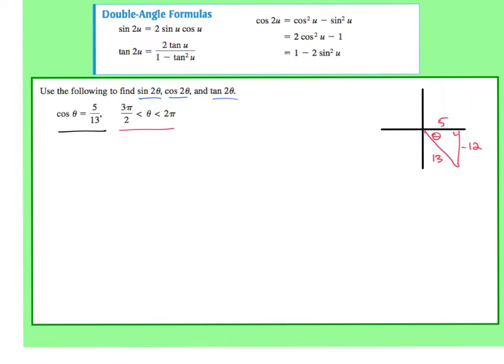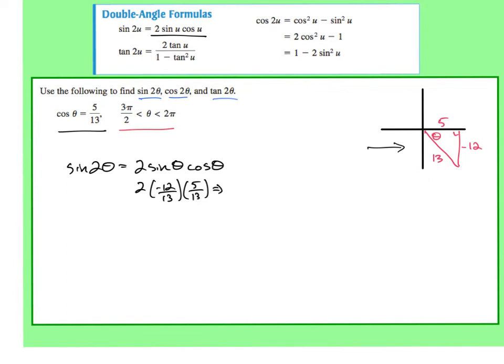So now I need to find sine of 2 theta. And so all I need to do is use my little formula. Sine of 2 theta is just 2 sine theta cosine theta. So 2 times, what is the sine of theta? Now I'm going to use my little triangle. What's the sine of that triangle? Negative 12 over 13. And then what's the cosine of that triangle? 5 over 13.